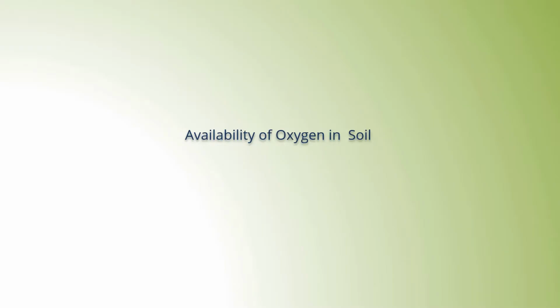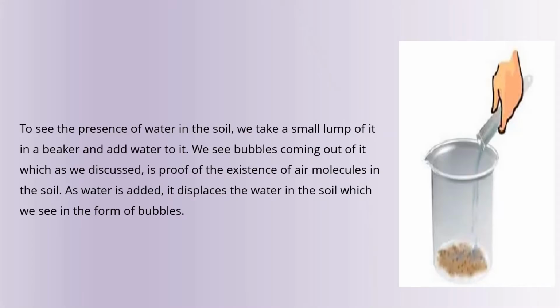Availability of oxygen in soil. To see the presence of air in the soil, take a lump of soil in a beaker and add water to it. When we add water, we can see bubbles coming out of it, and it proves that air is present in the soil. When we add water to the soil, whatever air is present in the soil tries to escape in the form of bubbles. So these bubbles indicate that air is present inside the soil.